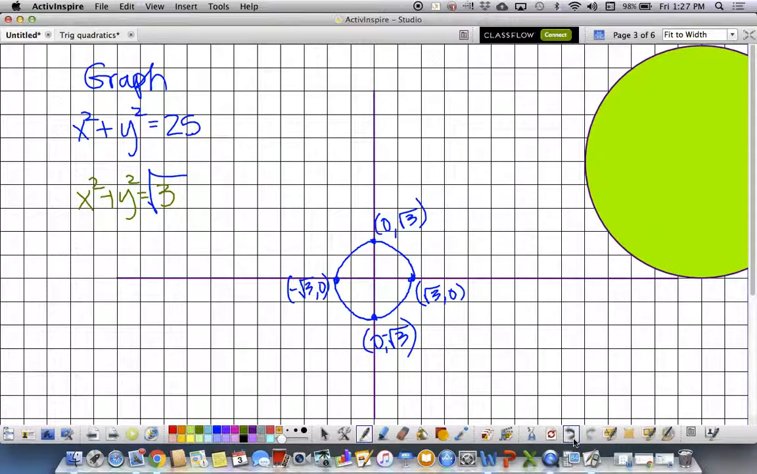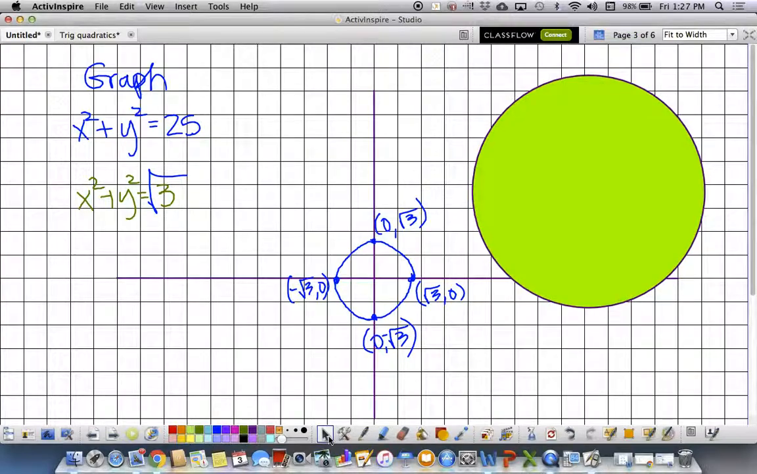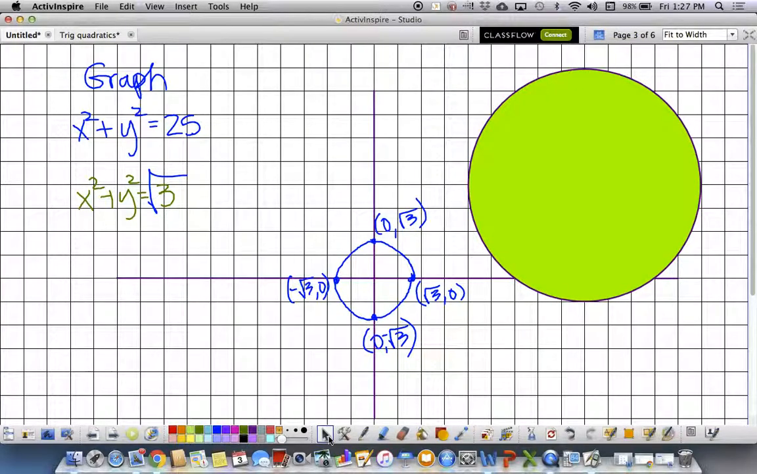Okay, we still have to go on, because sometimes circles really are over here or down here. They don't always end up centered at the origin. So let's go on. Let's figure out what happens. What does the equation look like if it's not centered at the origin?